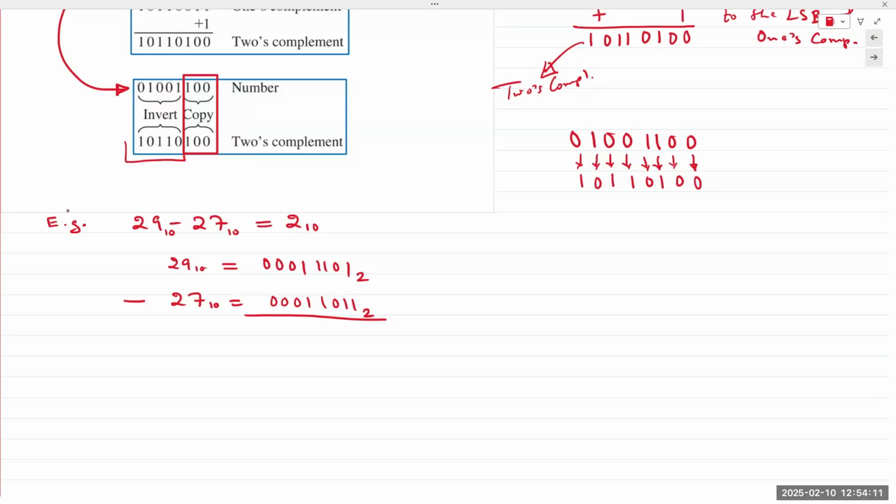But it cannot perform this directly. So we're going to use the 2's complement method. The way it works is we find the 2's complement of 27 and we add it to 29. And the result would give us 2, or decimal 2. So, the 2's complement of 27.